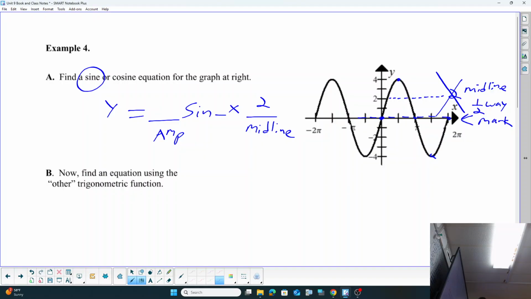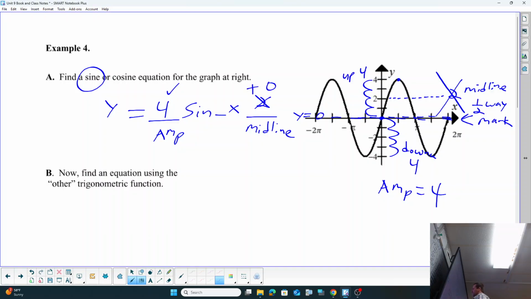What do you mean? Well, we go up 1, 2, 3, 4. So we go up 4. We also go down 1, 2, 3, 4. So we go up 4, down 4. So that means our amplitude is 4. So we did find that. That's correct. But that's wrong. So right in the middle, along our x-axis, that's y equals 0. So our midline is actually plus 0.